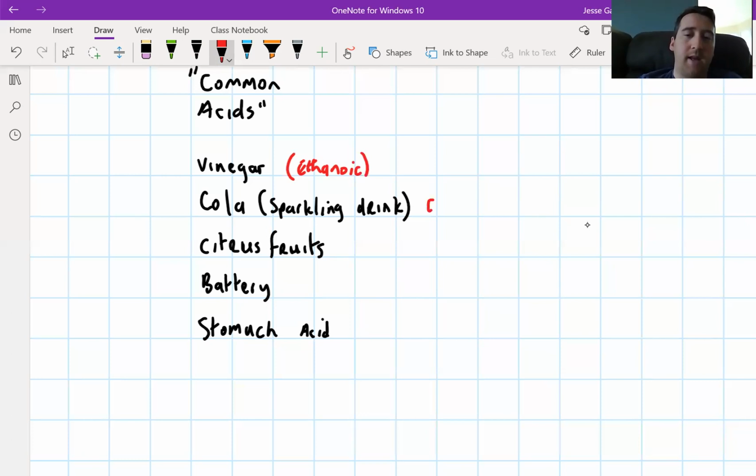Cola is carbonic acid, and any fizzy drink is carbonic acid. So it's carbon dioxide sprayed into water, okay, and this gives it its fizz and it turns it slightly acidic. Citrus fruits nicely have the name citric acid. Battery acid is sulfuric acid. And stomach acid is hydrochloric acid.